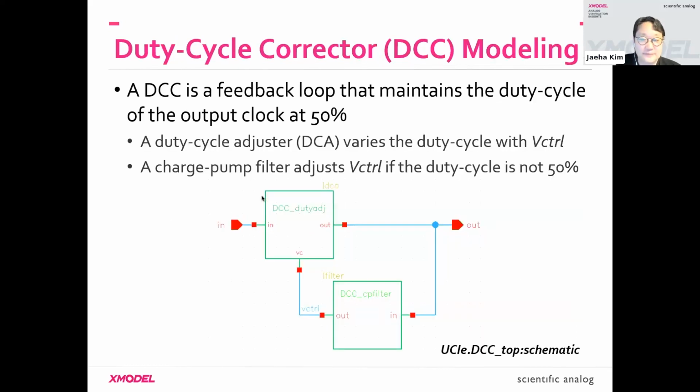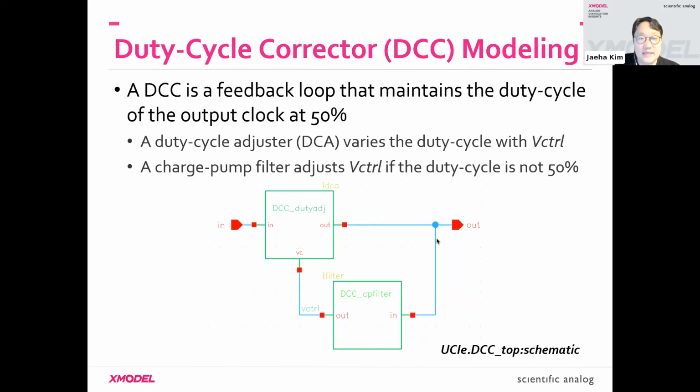So that's the PLL. Now, I'm going to go to the next block, which is a duty cycle corrector. There are various ways to correct the duty cycle of the input clock, but the one way that I'm showing here is using a feedback loop. So you monitor the duty cycle of the output clock. If it's not 50%, you make adjustment so that it becomes 50%.